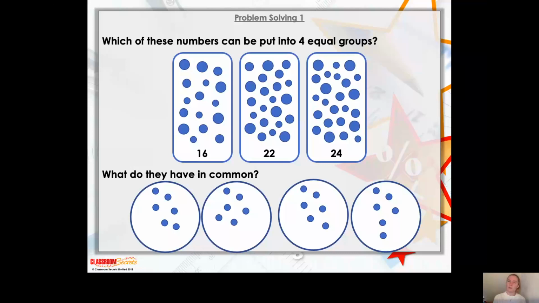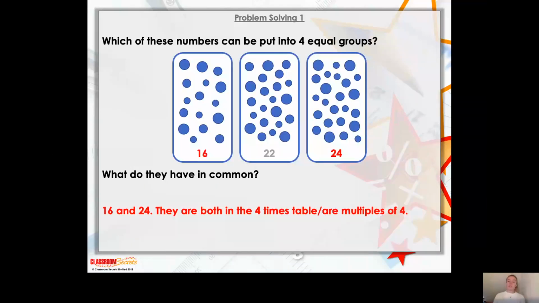Now, why do you think this is? Why can we put 16 and 24 into 4 equal groups, but not 22? Can you pause the video and have a think? Okay, Year 2. So the reason why is 16 and 24, they are both in the 4 times table. They are both multiples of 4. So they can be put into 4 equal groups. But 22 is not in the 4 times table.